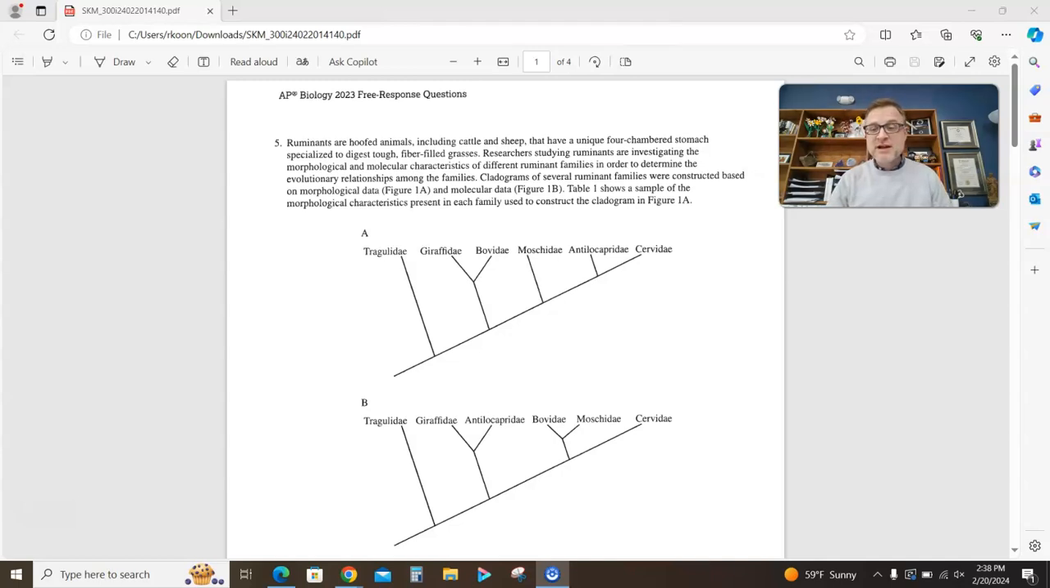All right, this is question 5 on the 2023 AP exam, and before I even read it, you can see that this is a question that involves a cladogram or a phylogenetic tree, which are pretty common questions on the AP Bio exam. All right, let's dig right in.